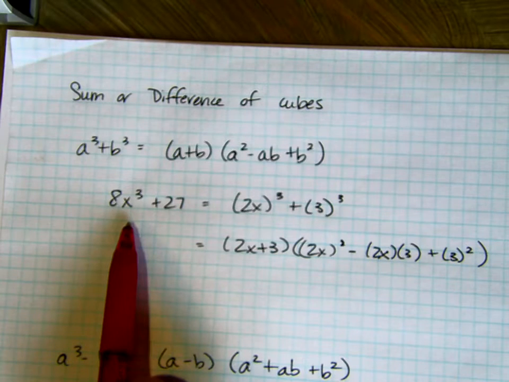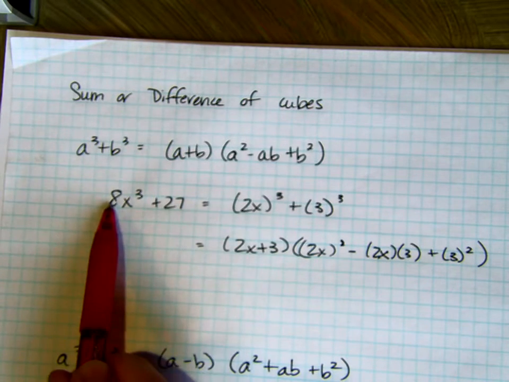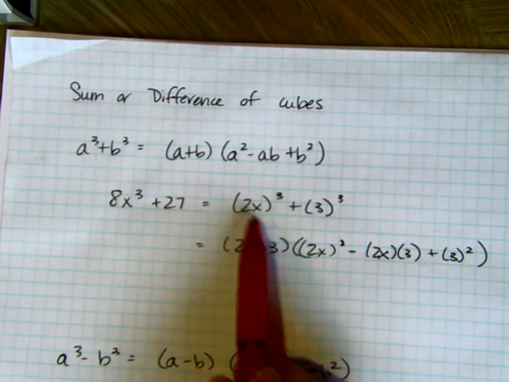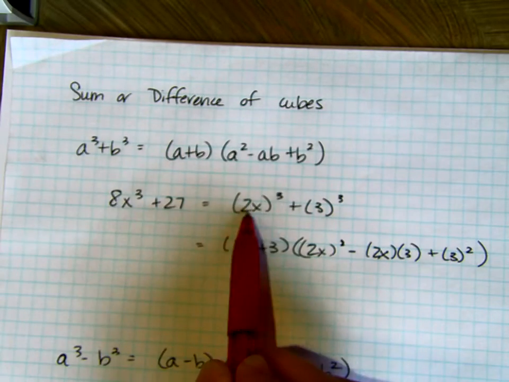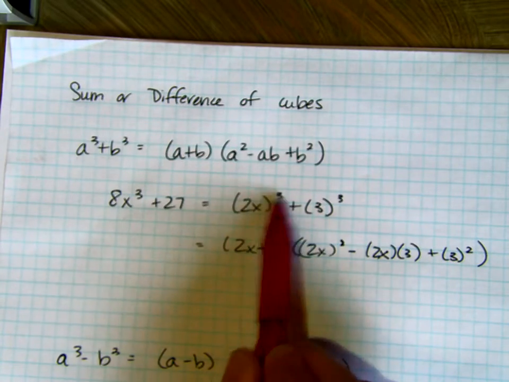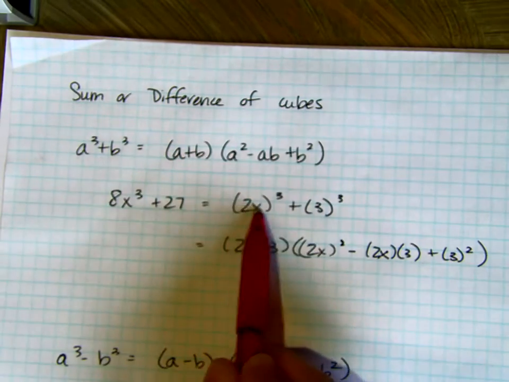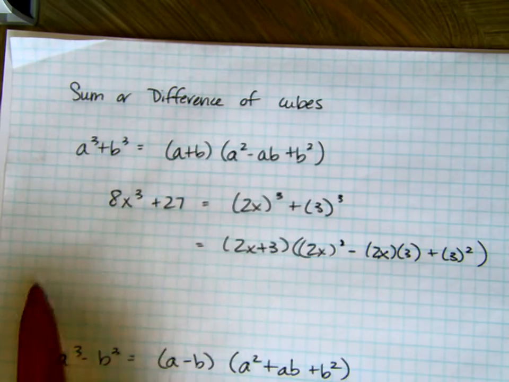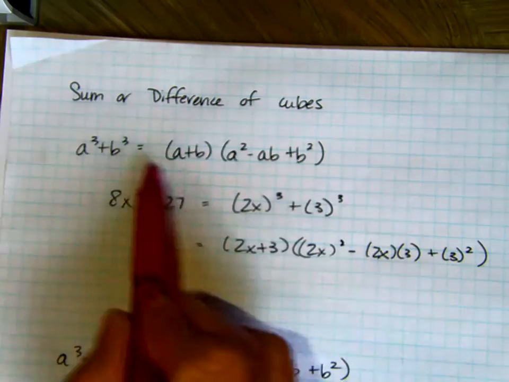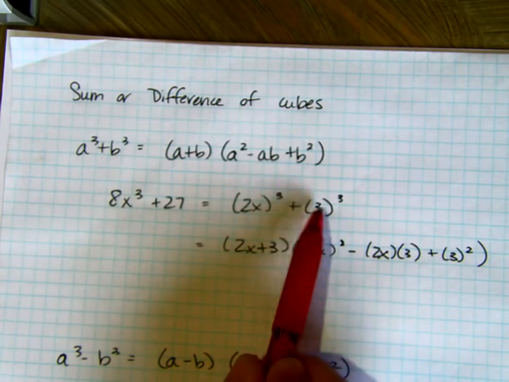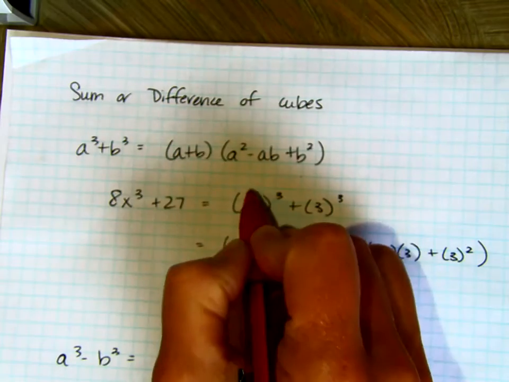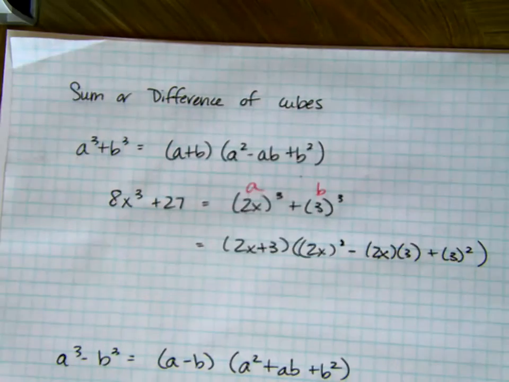So here's an example of a binomial, polynomial, 8x cubed plus 27. What you would need to recognize is that this is a sum of perfect cubes. If I take 2x and cube it, I will get 8x cubed. If I take 3 and cube it, I will get 27. So something cubed plus something cubed factors like this. So this is my A and this is my B.